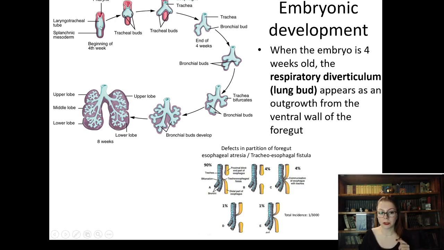Why is it important to understand? Because sometimes, due to improper separation of the trachea and esophagus, some abnormalities might be observed in newborn children. Those abnormalities are shown in the lower part of the slide, as you can see. And sometimes the esophagus, its proximal portion, appears blind-ended, so it is a problem on the way of food to pass along the digestive tube. Sometimes we can see a communication between the esophagus and trachea, and it causes coughing during the feeding of the newborn child.